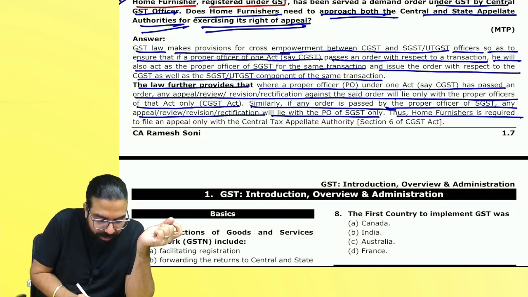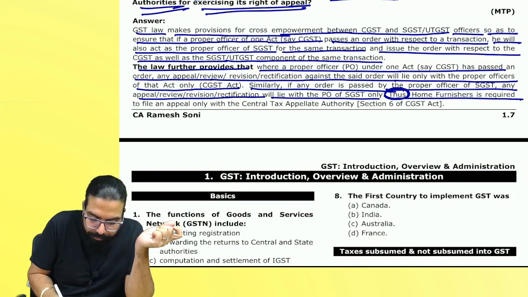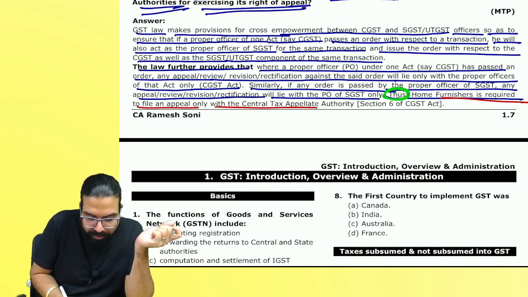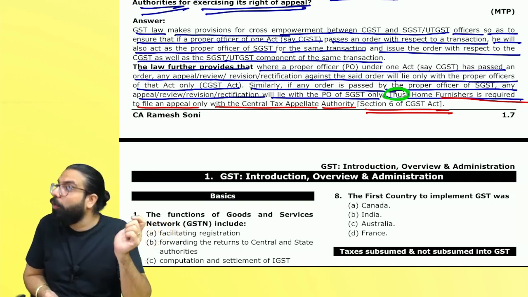Thus, the home furnisher is required. See, this is the conclusion, everyone. You're able to see, everyone? This point is the final conclusion. It says, thus, the home furnisher is required to file an appeal with the Central Appellate Authority, section 6 of the CGST Act. Can I go ahead, everyone?